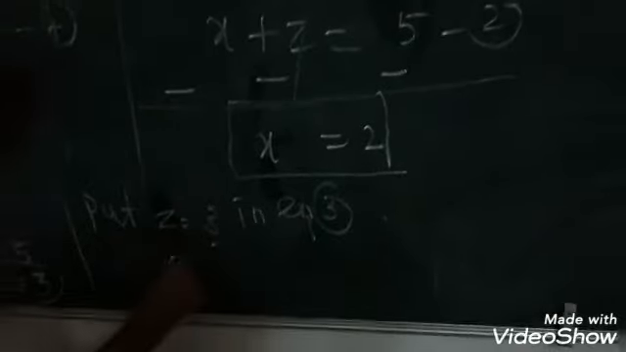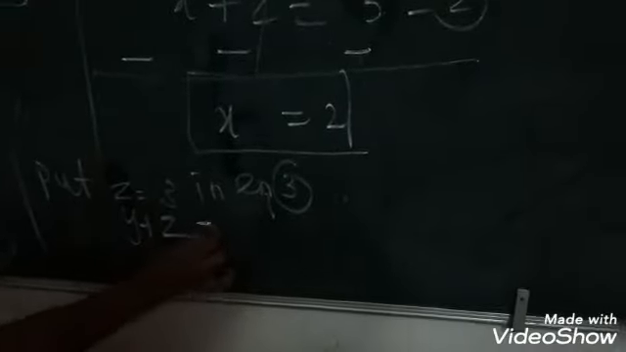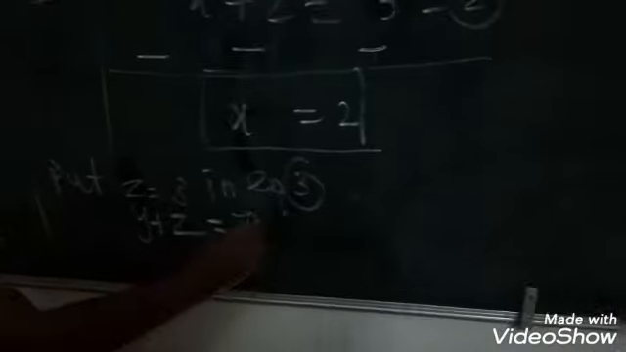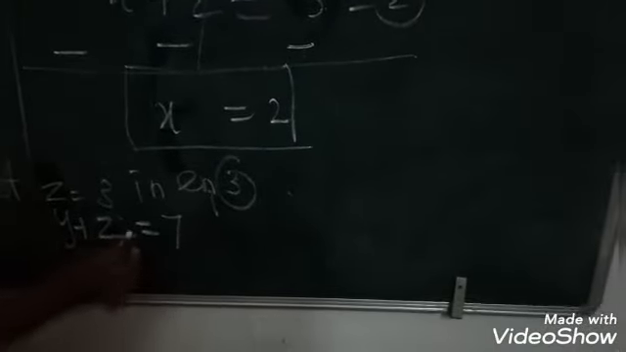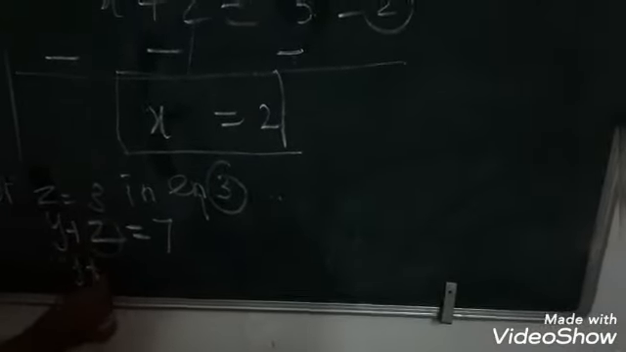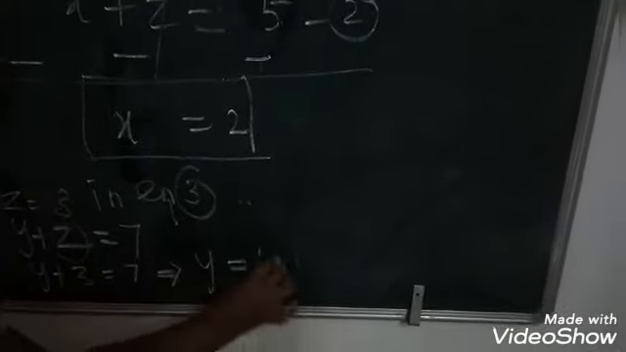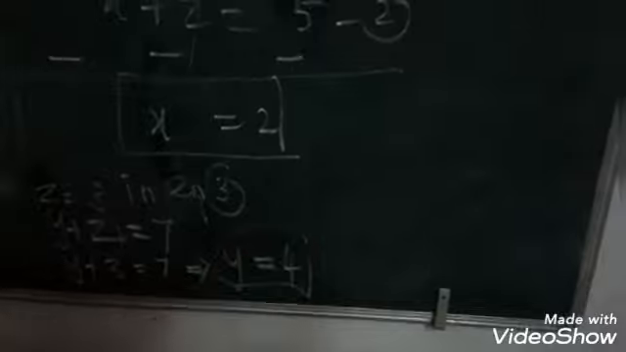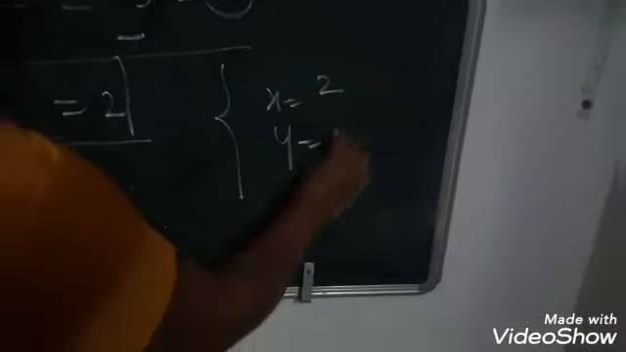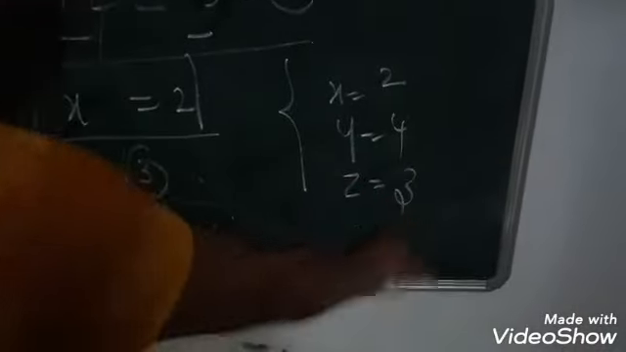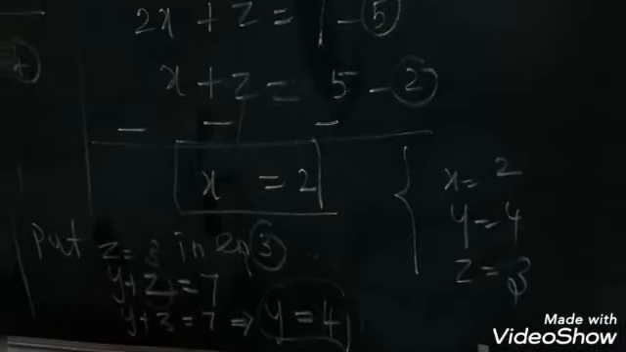Equation number 3, what is the equation? Y plus z is equal to 7. Now instead of z I will put 3. So y is equal to 7 minus 3, you get 4. The solution is x is equal to 2, y is equal to 4, z is equal to 3. This is the answer for the 7th one.